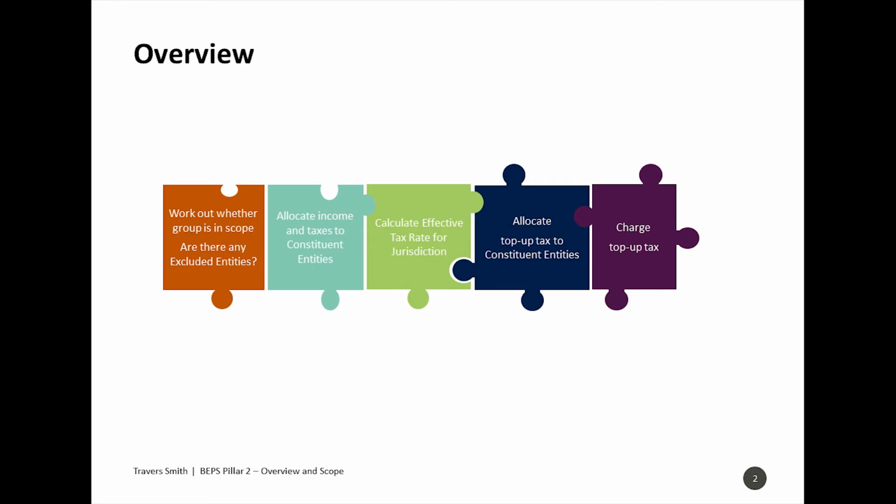The third step is to calculate the effective tax rate for each jurisdiction. The fourth step is to allocate top-up tax to constituent entities within that jurisdiction. And then finally, you need to look at the charging mechanisms to collect the top-up tax that you have calculated is due.